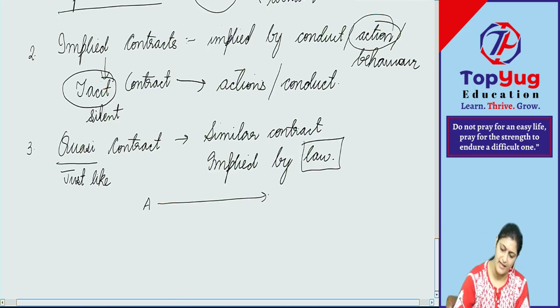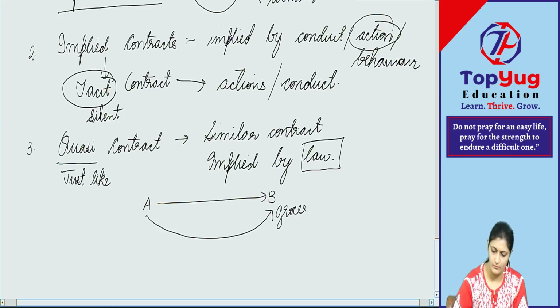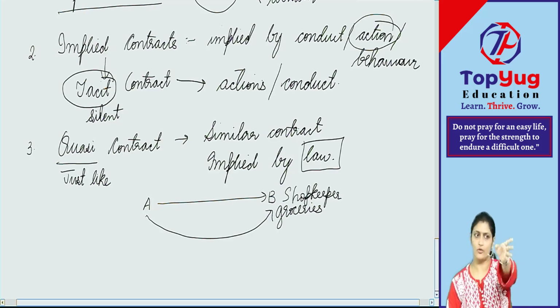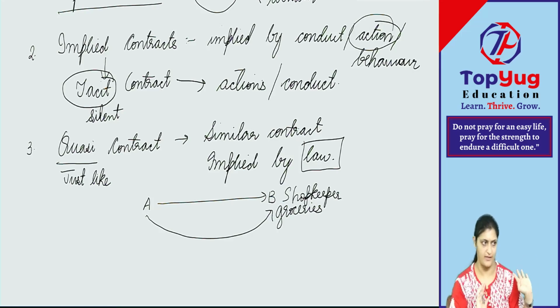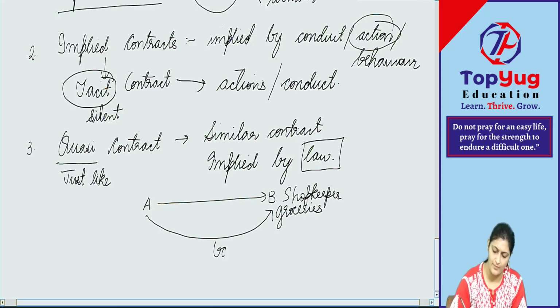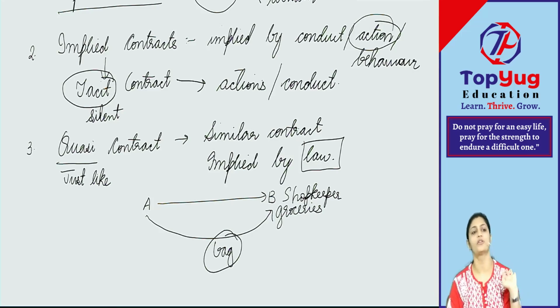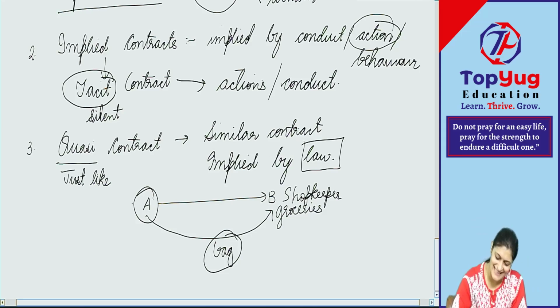Say, for example, there are two parties, A and B. A went to B's place to buy some goods, some groceries, some household things, and B is the shopkeeper. Now, what did A do? A went to his shop, bought the goods, and went back home. But A left the shop, leaving the bag behind. Sorry, A's bag is still in the shop. B is the shopkeeper. A's bag is still in the shop.